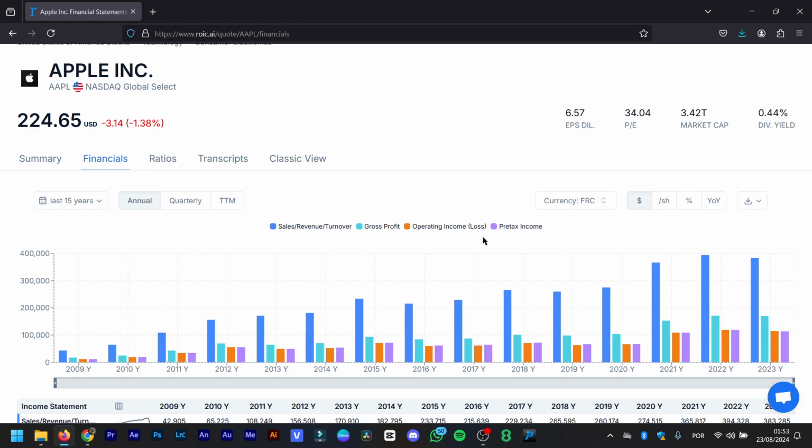This is crucial because it shows how much cash the company has available to return to the shareholders, which is us, reinvest in the business, or pay down debt. So the more free cash flow they have, the better for us as shareholders, because they pay us with this free cash flow. And that's pretty much it.